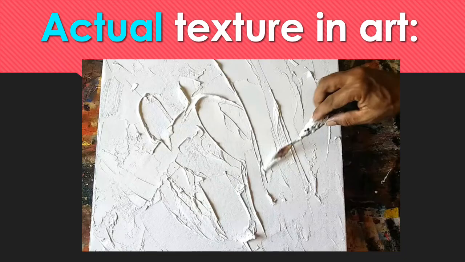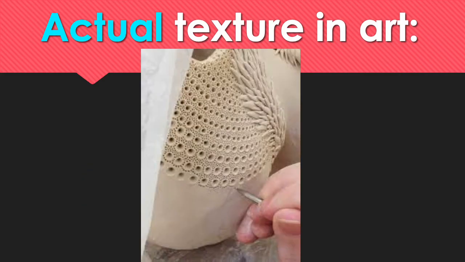Sometimes paintings become almost three-dimensional because of a surface texture that is created with the materials. So I could touch this painting and it would feel bumpy. Again, this piece of pottery would feel bumpy because of the surface technique that's created.